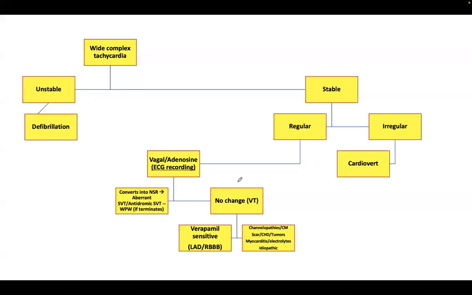So this is an example: wide complex, stable, regular. We gave vagal maneuvers, no change, and there's left axis, right bundle. So you want to give verapamil usually.